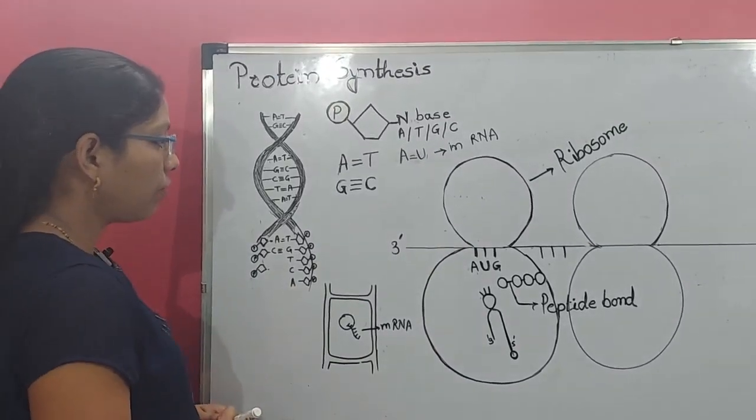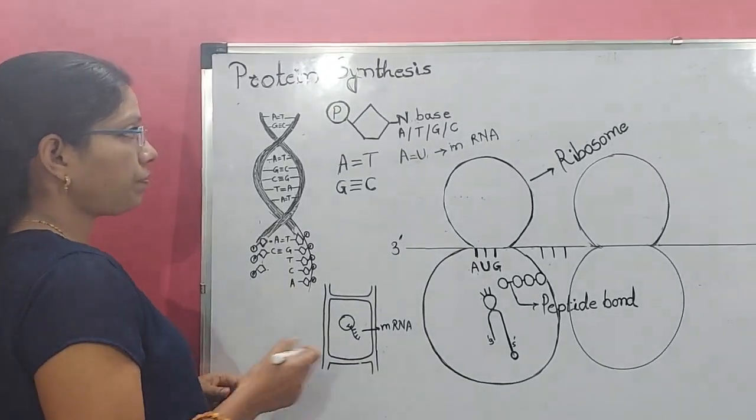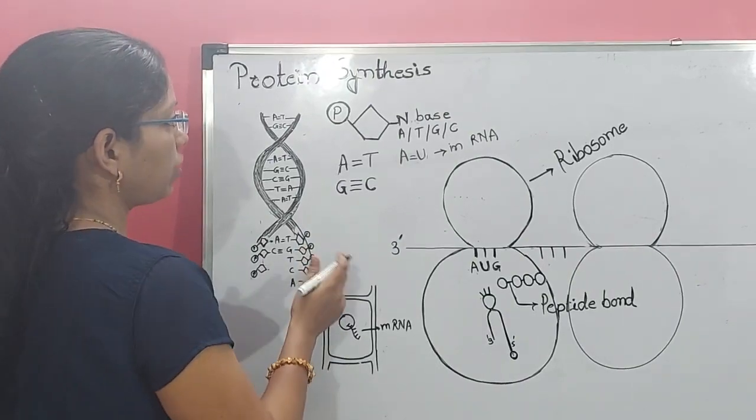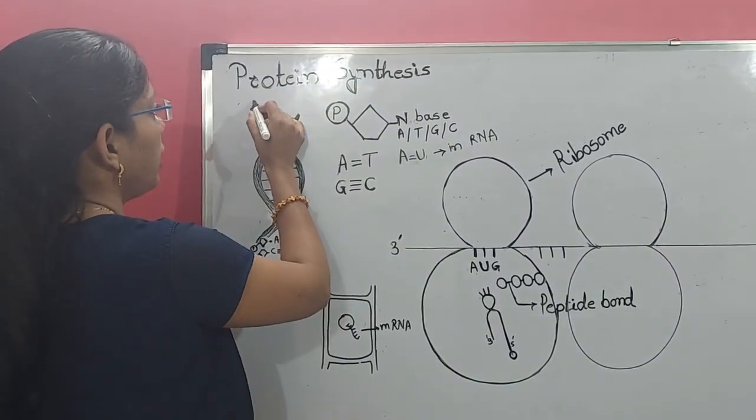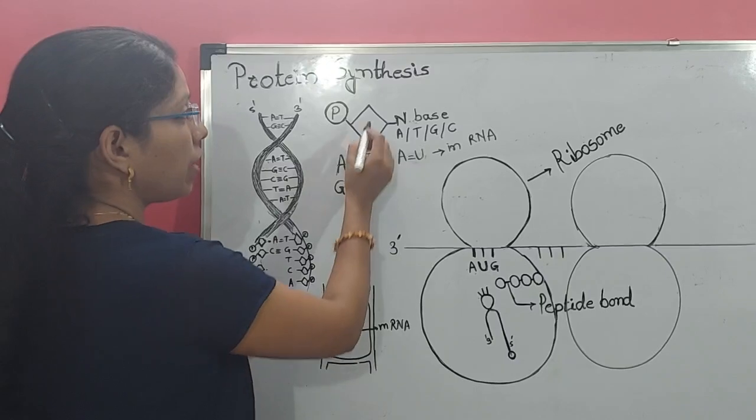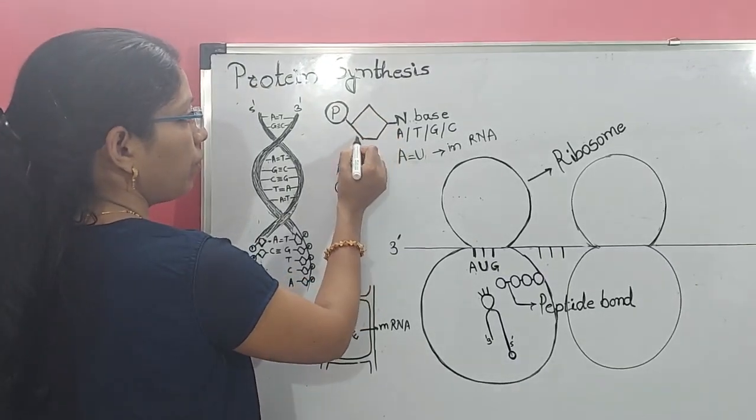One end of the DNA strand is called the 5 dash end and the other end is called the 3 dash end, like this, because there are 5 carbons in the sugar, 1 2 3 4 5.